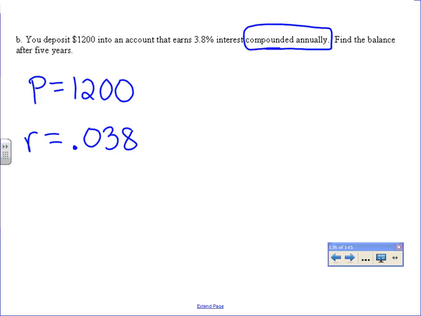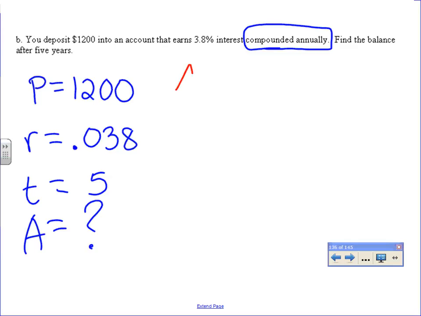There is your hint. If it says it is compounded annually, then you know you have to use the account balance equals P in parentheses 1 plus R raised to the T formula. What is T in this problem? Mike? Good, 5. What do we have to find in this problem? What are we looking for? Kevin? A. We're looking for the account balance.